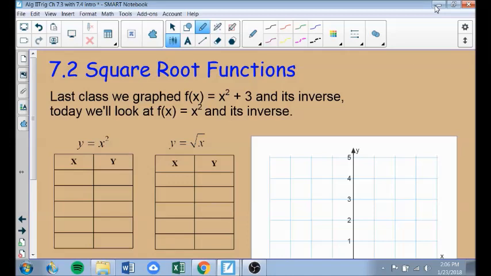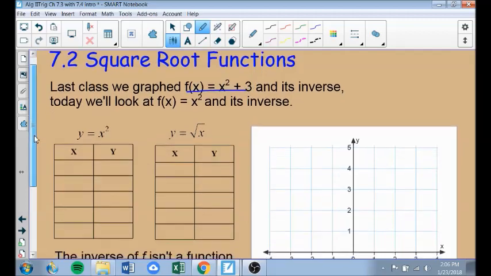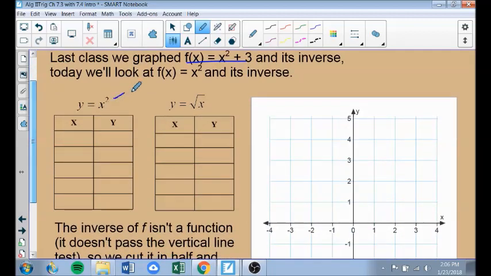Okay, in our last class, we graphed y equals x squared plus 3, and then we found its inverse by switching the x and y points. I want to do that again today, but just do it with the parent function, the parent quadratic y equals x squared. So the x values will be negative 2, negative 1, 0, 1, 2, and these give us 4, 1, 0, 1, and 4. And I'll graph those over here. And we, of course, get this parabola.